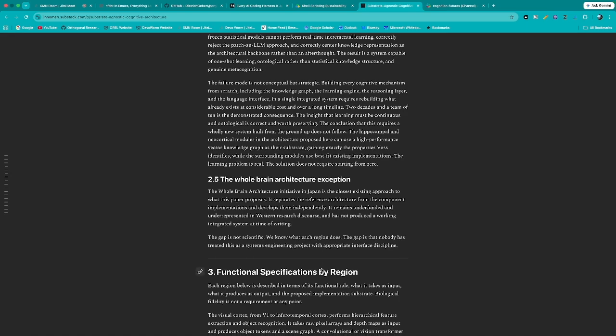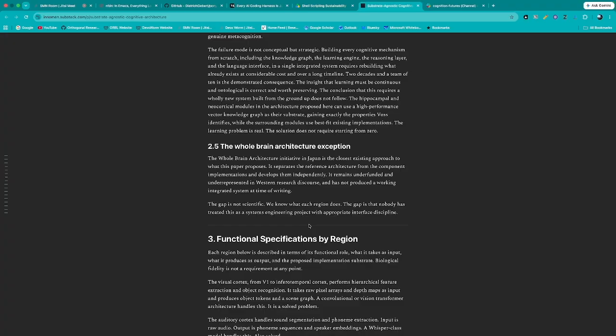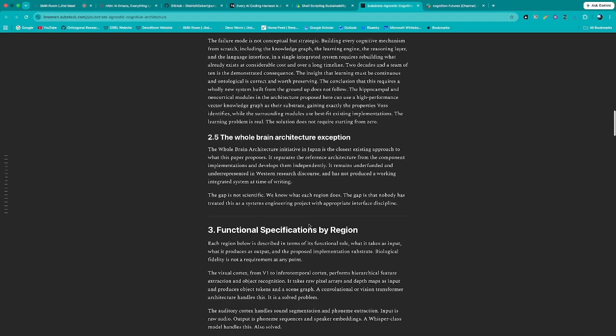The fifth point is the whole brain architecture exception, which is this whole brain architecture initiative. And this is something that is also what they're proposing in this paper. It separates the reference architecture from the component implementation and develops them independently. And then this is just talking about how this might work and how this might be an exception to all these problems. The gap is not scientific. We know what each region does. The gap is that no one has treated the system. This is a systems engineering project with the appropriate interface discipline.